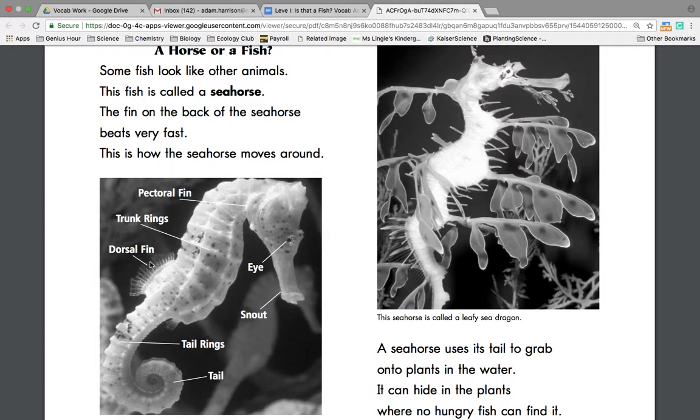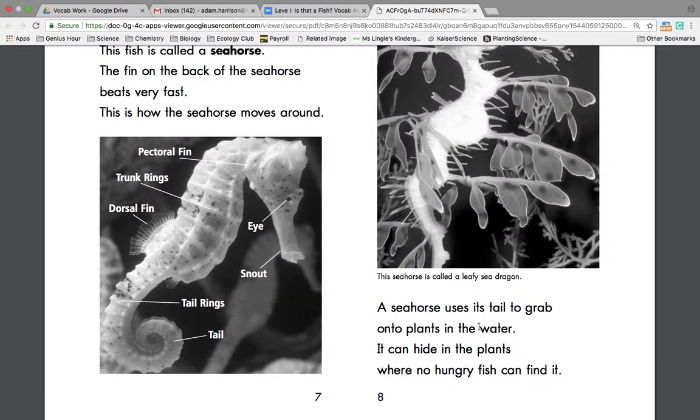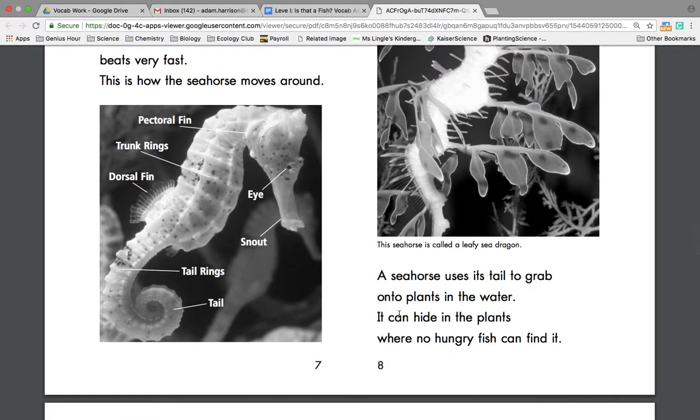Okay. Here's the backbone, and it's got a fin, and it's labeled tails. Look at how it's labeled, just like I ask you to label your diagrams. A seahorse uses its tail to grab onto plants in the water. It can hide in the plants where no hungry fish can find it.